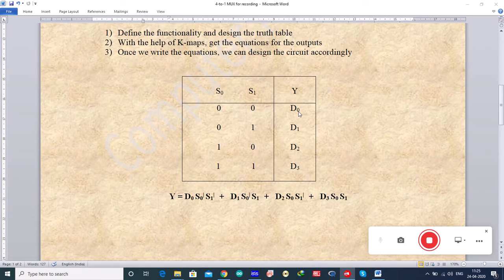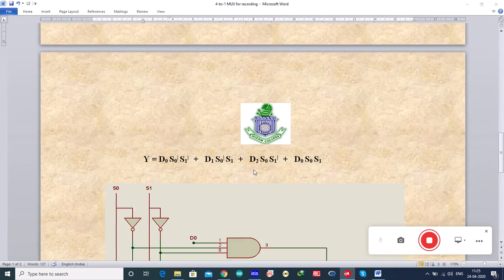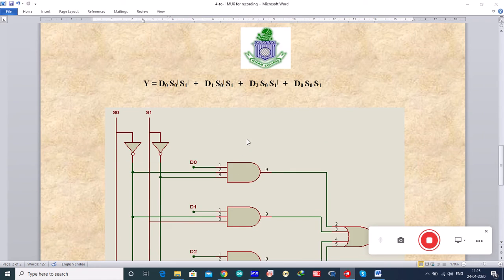Y is equal to D0 into S0 complement into S1 complement, because you have zeros, we have taken it as the complement of the variable, plus D1 into S0 complement S1, plus D2 S0 S1 complement, plus D3 S0 S1. Now you have the equation. It is easy to draw the circuit with this equation.